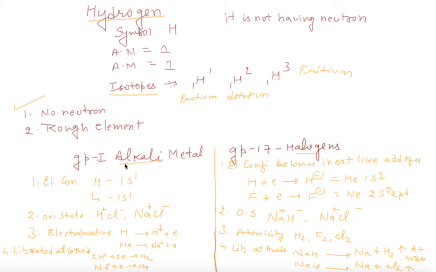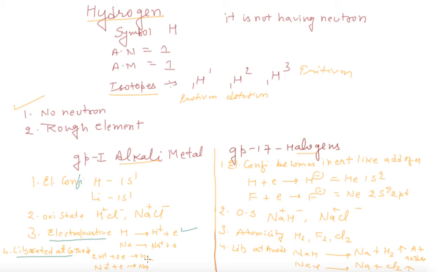Number one, the group 1 properties similar to hydrogen. Hydrogen shows electronic configuration 1s1, so lithium shows 1s1. Oxidation state: it has positive, like H positive, Cl negative, Na positive. It has a positive oxidation state like an alkali metal, and it is electropositive in nature like alkali metals. H will give up its electron, getting positive charge with the release of an electron, like sodium releases the electron getting positive charge, and it is liberated at the cathode like other alkali metals.